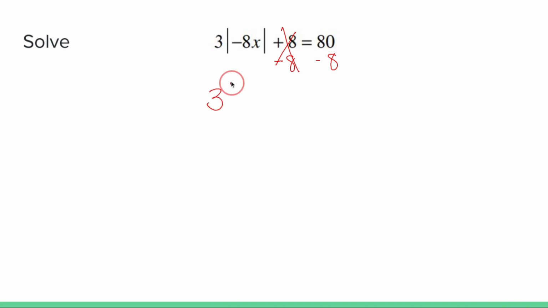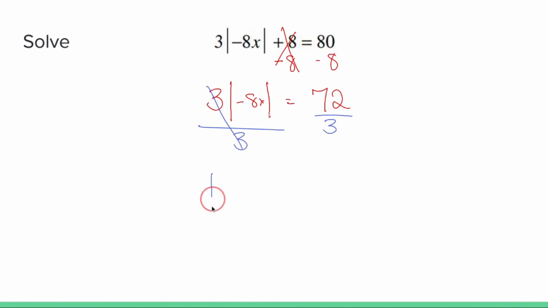So now I have 3 times the absolute value of negative 8x equals 72. Now I still have to get rid of that 3 that's lingering out in front. And the way we do that, since it's being multiplied, is we divide both sides. So now we have the absolute value of negative 8x equals 24.